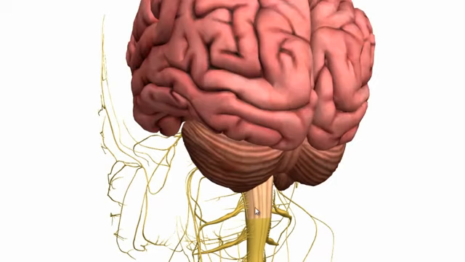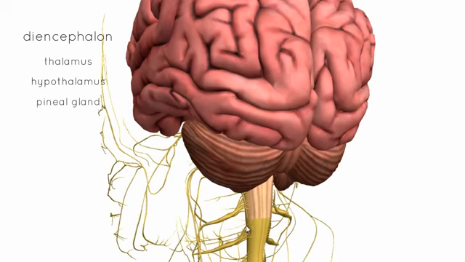The next part of the brain that we need to talk about is called the diencephalon, and this is the part of the brain that sits on top of the midbrain, and it consists of the thalamus, the hypothalamus, and the pineal body, or the pineal gland, which it is also called.